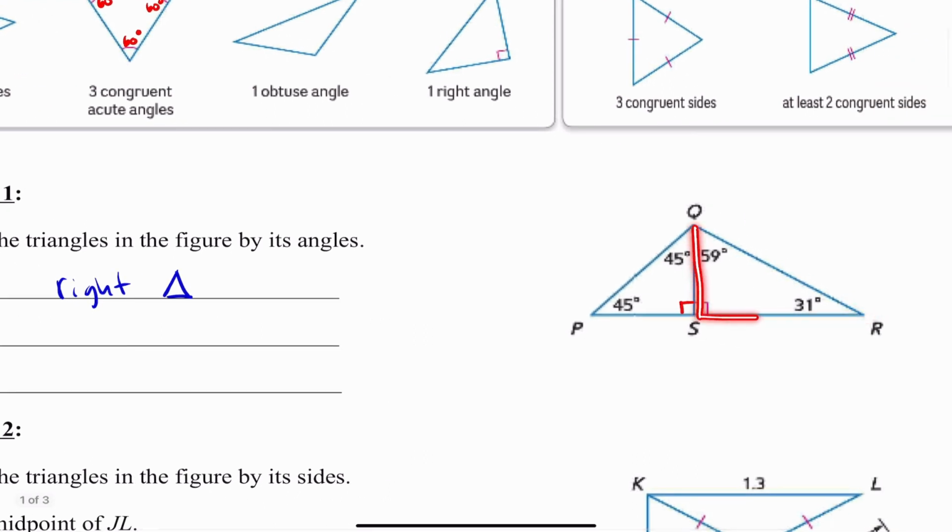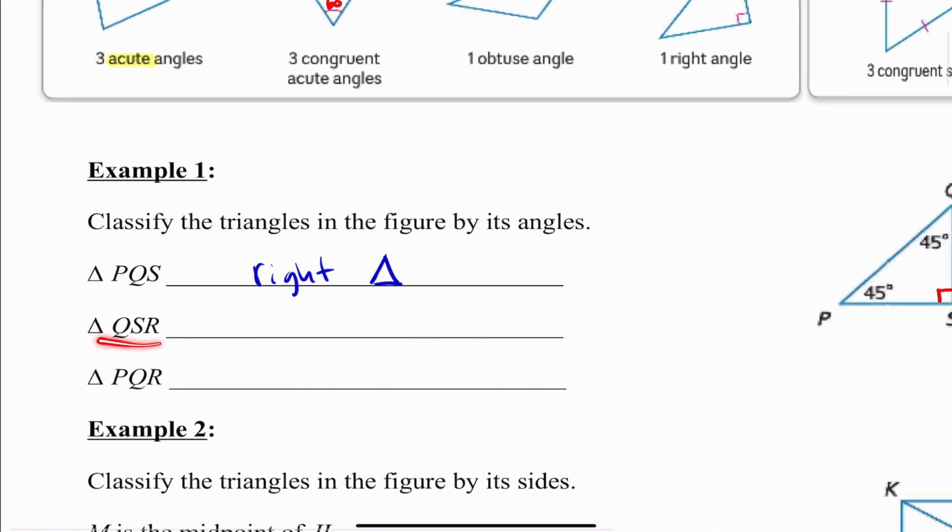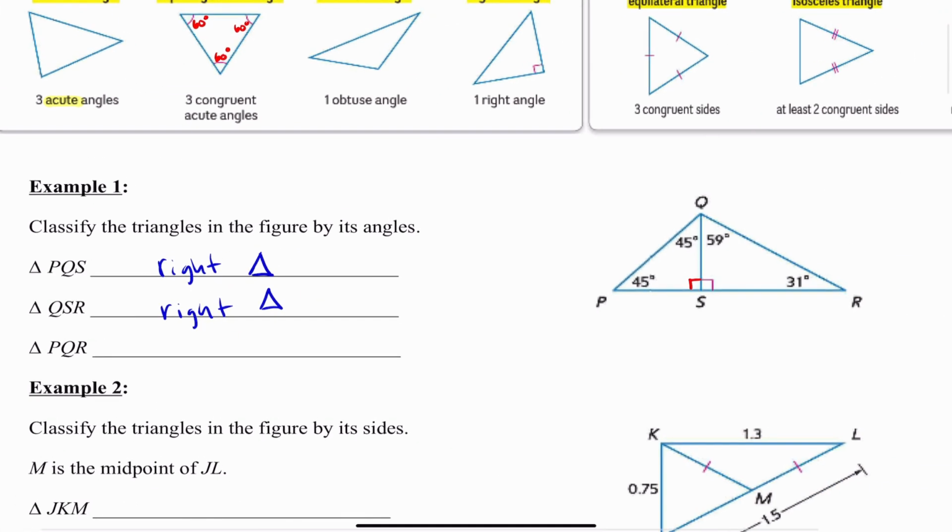So QSR, and then, if I am looking at this triangle, since this is triangle QSR, and I see that 90-degree angle there, that means that this triangle is also a right triangle. Okay. Now, whatever this is, triangle PQR. So here's PQR, close it. What type of triangle is that based on their angle?